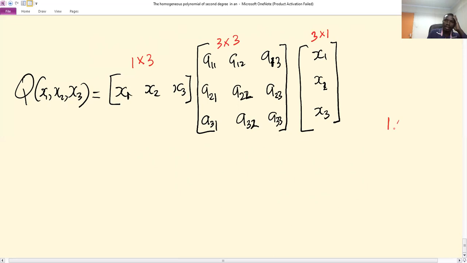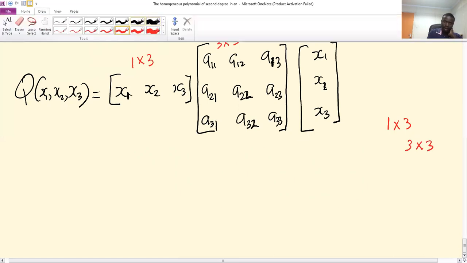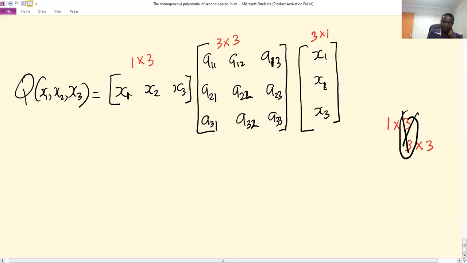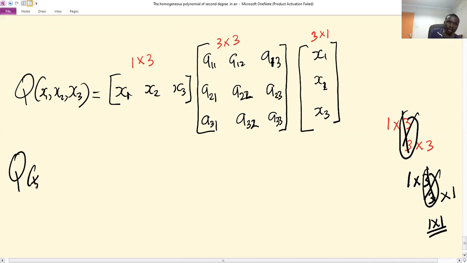If you have a 1 by 3 matrix, you multiply by a 3 by 3 matrix, what happens is that the order of your new matrix is 1 by 3. And then once we get 1 by 3, we'll be multiplying by 3 by 1. And then this 3 cancels out. So it'll be a 1 by 1 matrix, or just a number.